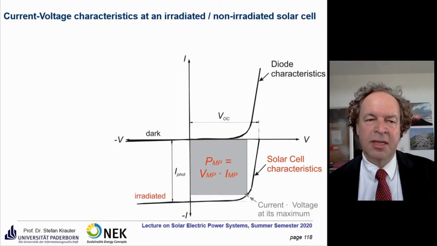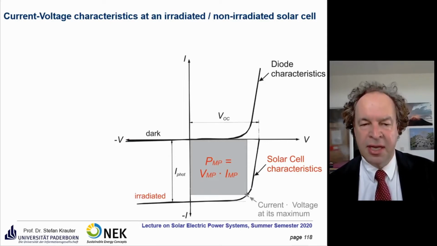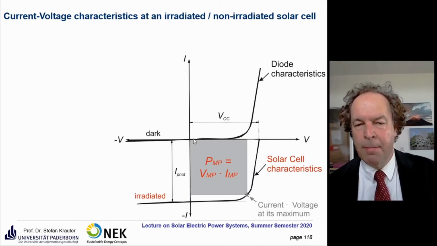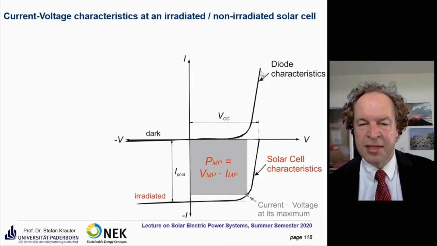This is a current voltage characteristic of an irradiated and of a non-irradiated solar cell. What you see here at a non-irradiated solar cell is a typical diode characteristic. If you apply a negative voltage, current is almost zero. If you go to a positive voltage, after you reach a certain threshold, which is in the vicinity of 0.6, 0.7 volts for silicon diodes, the diode starts to conduct, and we have a flow of current.